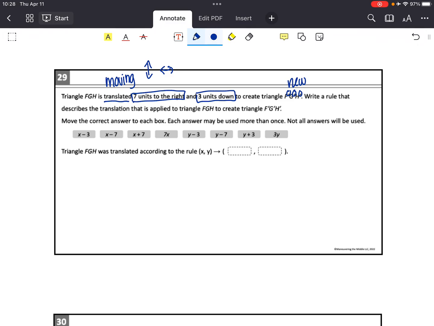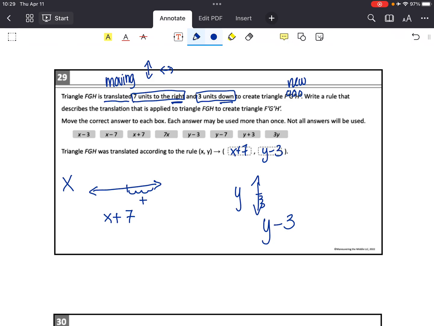So I know whenever I'm moving to the right, that means I'm moving on the x-axis. Remember x, and then you squish it, creates the x-axis. Then when I think about where my positive numbers are, it would be to the right. So therefore, it's going to be x plus however many I'm moving, in this case, 7. Then it said down. So now I know down is on my y-axis. Therefore, down would be negative numbers. Therefore, I'm going to have y minus, in this case, 3, because that's how many units I'm going down. Therefore, my rule would be x plus 7 and y minus 3.